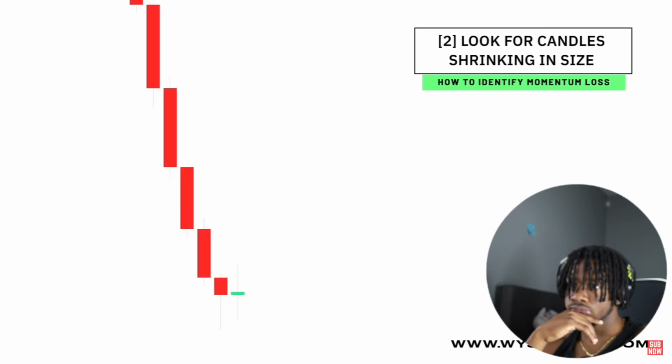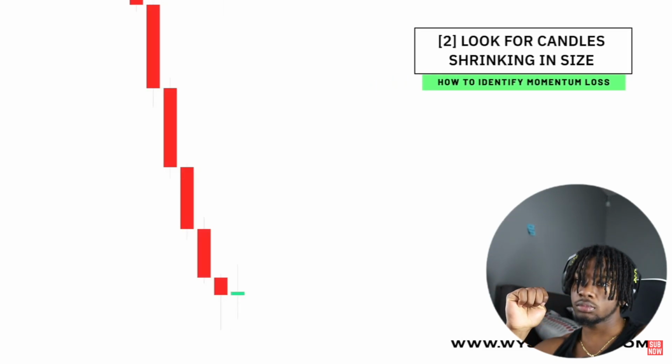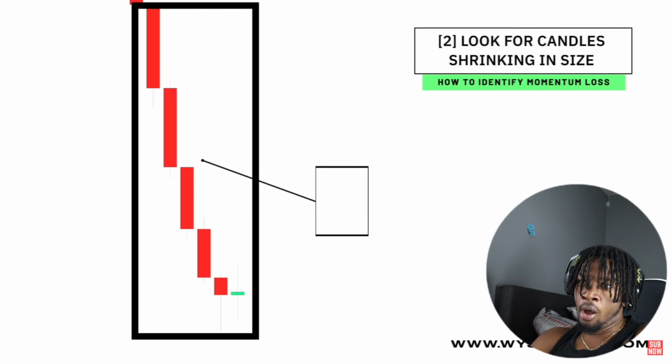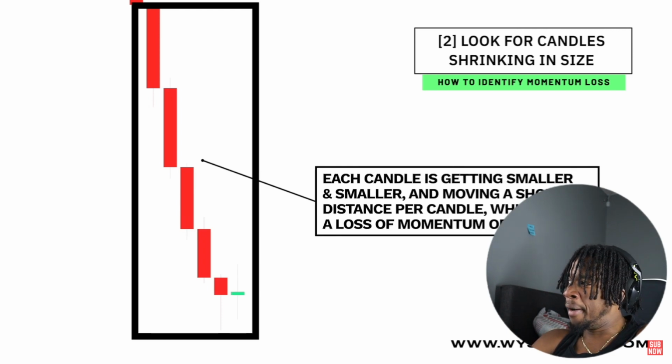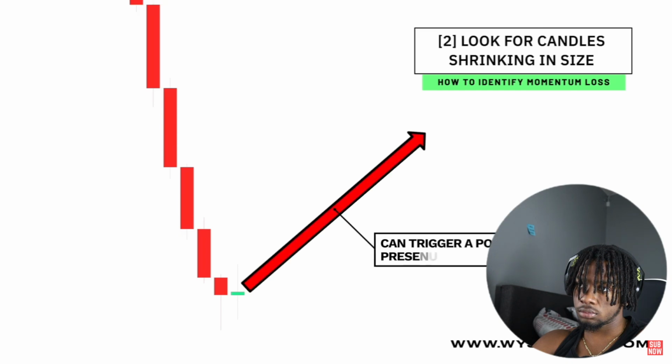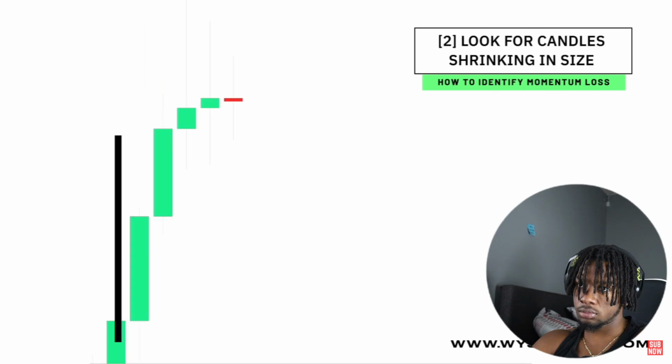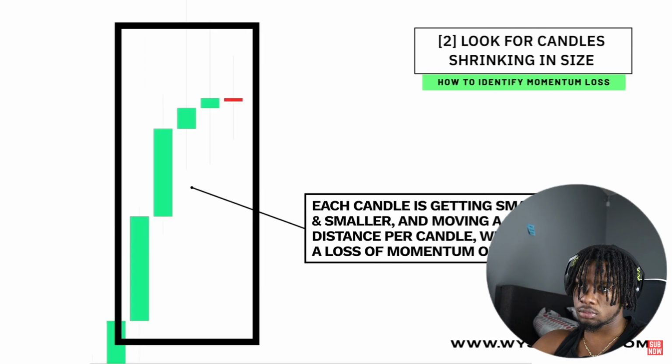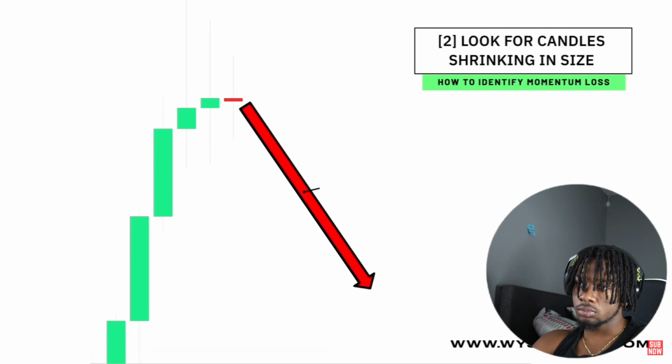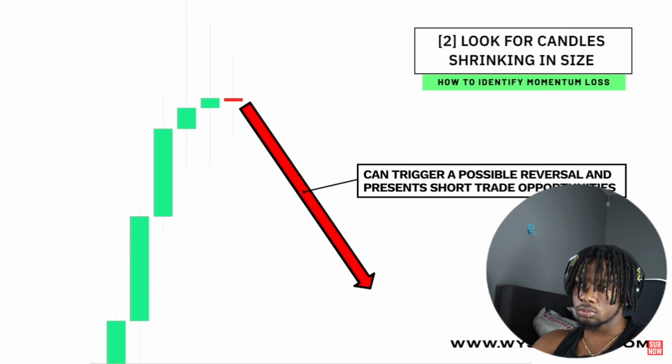The second way to identify momentum loss is to look for shrinking candles. In a downtrend, notice how you start with a big red candle and then every candle after gets smaller and smaller, which shows a loss of downwards momentum as the distance traveled per candle is less and less. This can lead to a possible reversal of price. In an uptrend, notice how you start with a big green candle and then every candle after gets smaller and smaller, which shows a loss of upwards momentum as the distance traveled per candle is less and less. This can lead to a possible reversal of price.